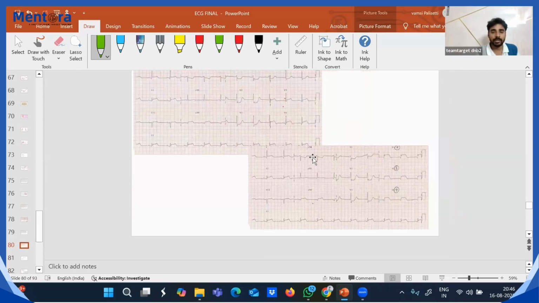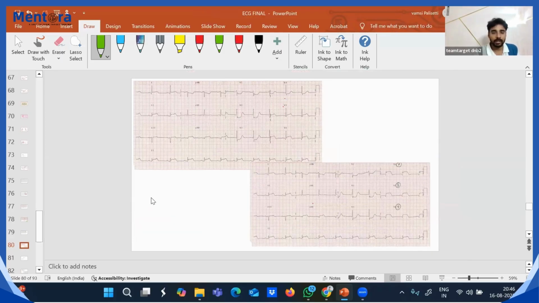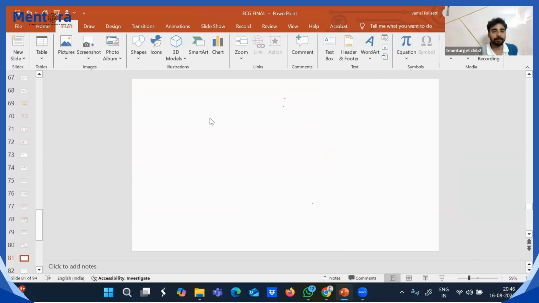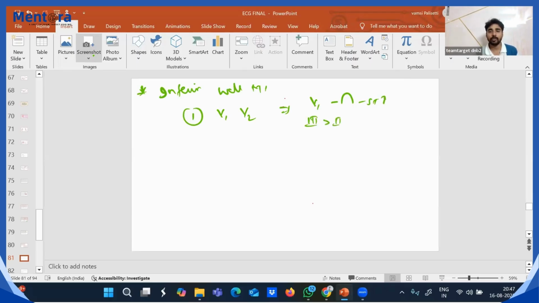Let me create one slide. So what I want to say is, when you are identifying the ECG, if you identify inferior wall MI, the first thing is to check V1 and V2. I told you already: if V1 also has ST elevation, and lead 3 ST elevation is greater than lead 2, you suspect right ventricular MI. That is the first thing.